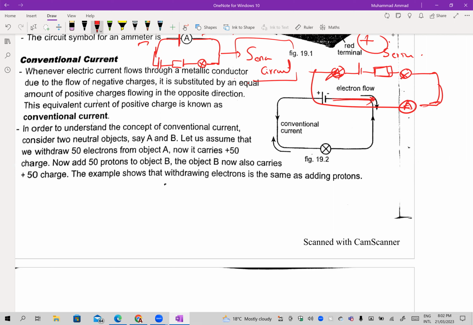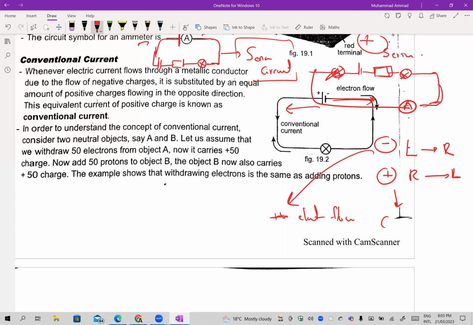Now we're talking about a metallic conductor. Why? Because it has free electrons. And now an equal amount of positive charge will substitute this negative charge. So there's going to be a positive charge flowing in the opposite direction, from right to left. If your negative charge moves from left to right, the positive charge would move from right to left to substitute this change taking place. Now this negative charge is just known as the electron flow.